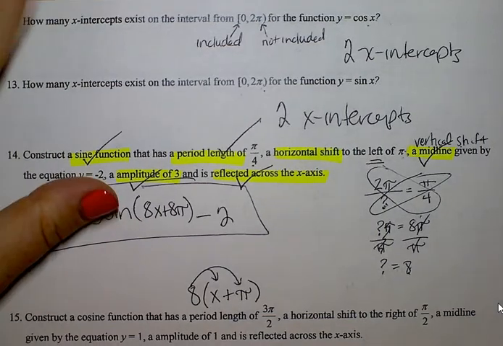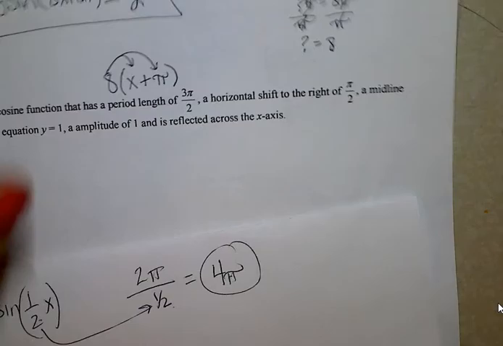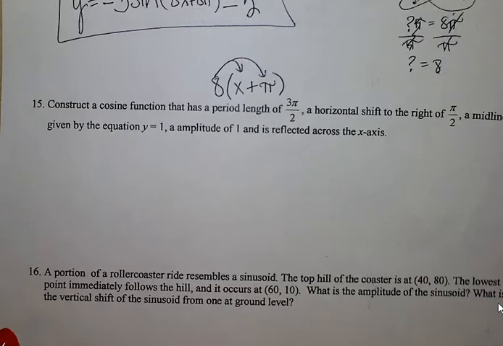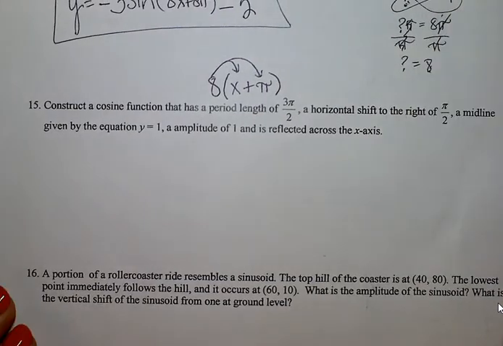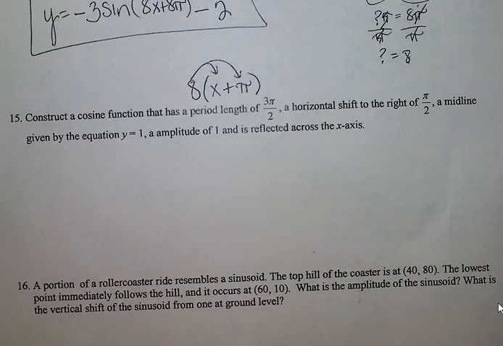Go on to number 15. In 3 minutes, I'm going to see what you can get done with your partner. And then I'm going to stop you, and I'll do number 15 with you. Ready, get set, begin.